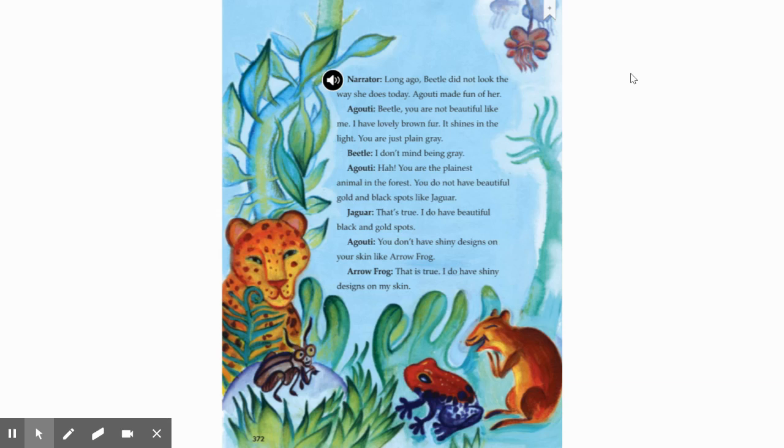Okay, second graders, it is time to stop and think before moving on. What are Agouti's actions? What is he or she saying or doing on this page? How would you describe her actions? Well, I see here that she says to Beetle, you are the plainest animal in the forest. So is Agouti being nice to Beetle? No. They're making fun of Beetle for the way that she looks.